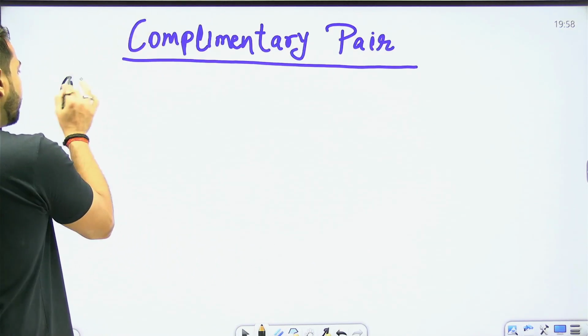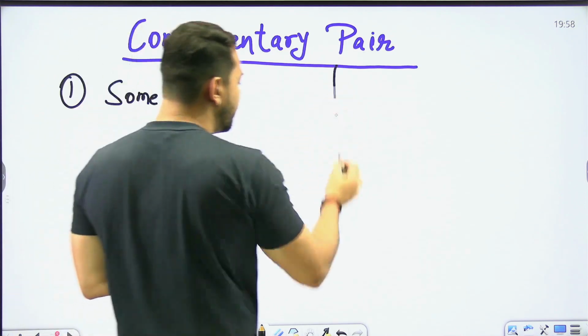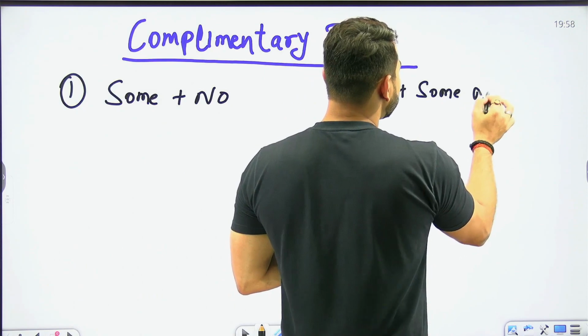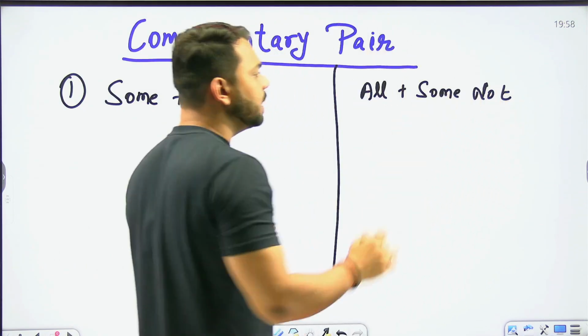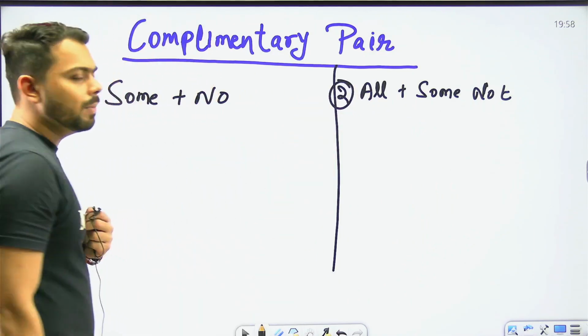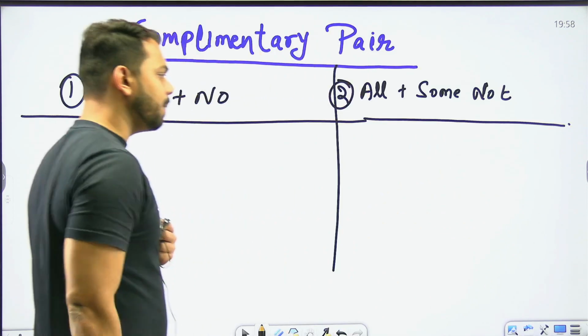First one is some plus no, and second one is all plus some not. There are conditions which determine that there are only two types of complementary pair.